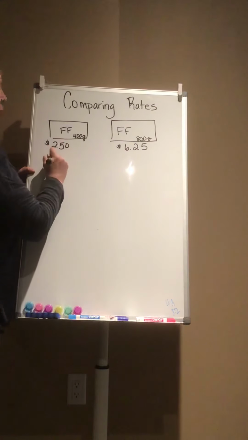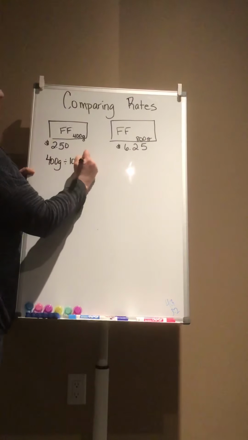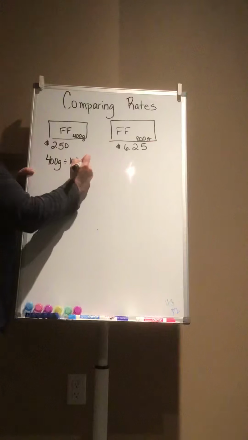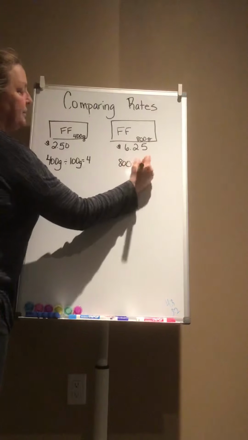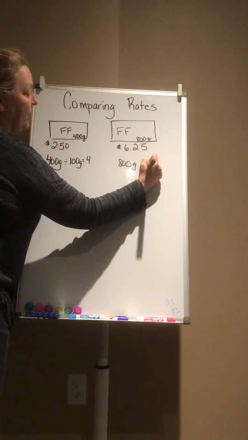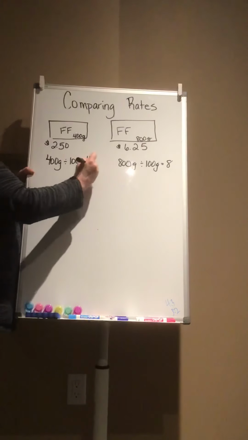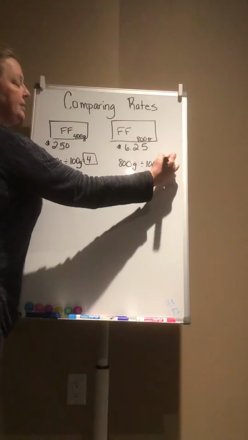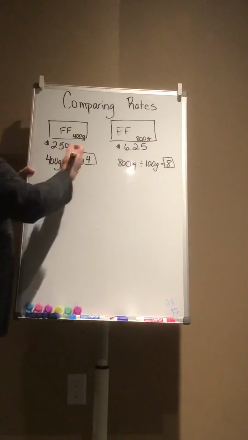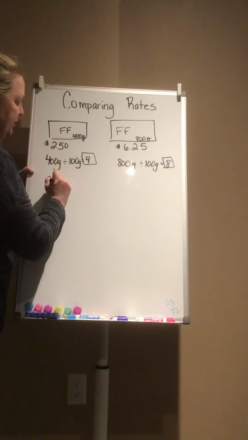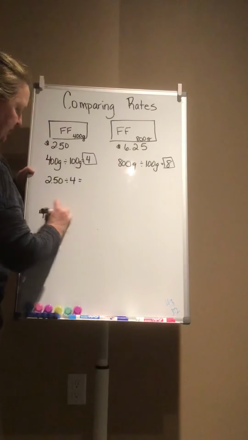So if I have 400 grams and I divide by 100, I get 4. If I have 800 grams and I divide by 100 grams, I get 8. Now I'm going to use these numbers, and it's going to give me a price per 100 grams instead of price per gram. So I take $2.50 and I divide by 4. Again, my long division.